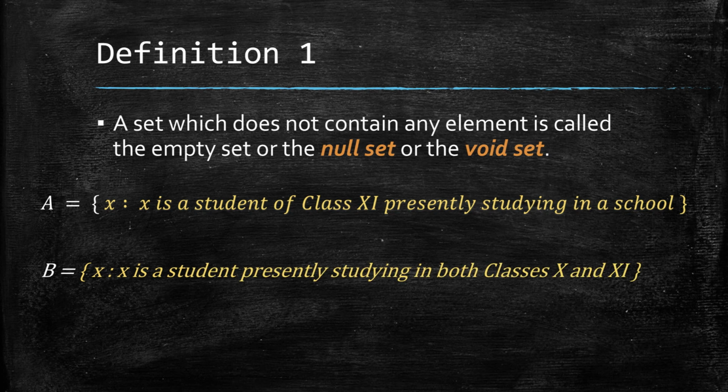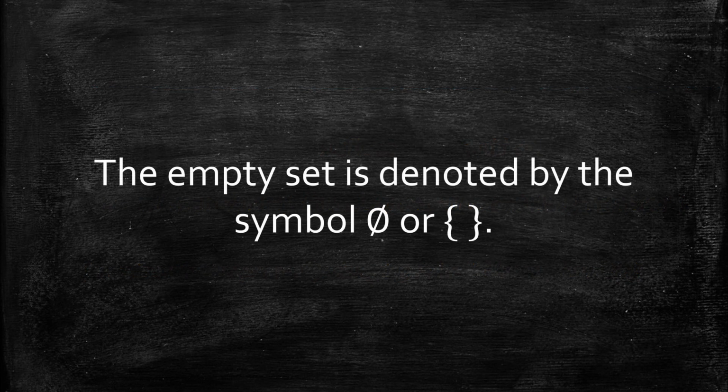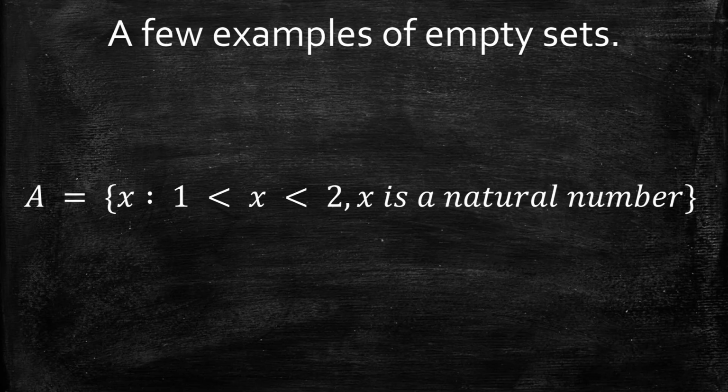According to this definition, B is an empty set, while A is not an empty set. The empty set is denoted by the symbol phi, or empty curly brackets. We give below a few examples of empty sets. Let A be the set of all x such that x lies between 1 and 2, and x is a natural number. Here A is the empty set, because there is no natural number between 1 and 2.